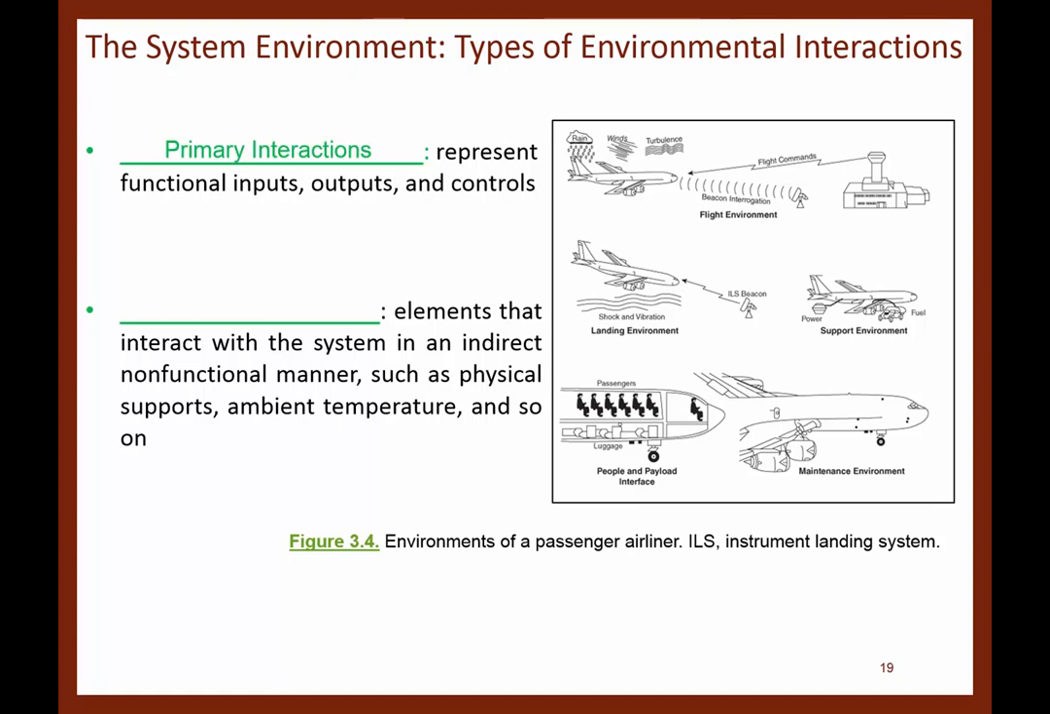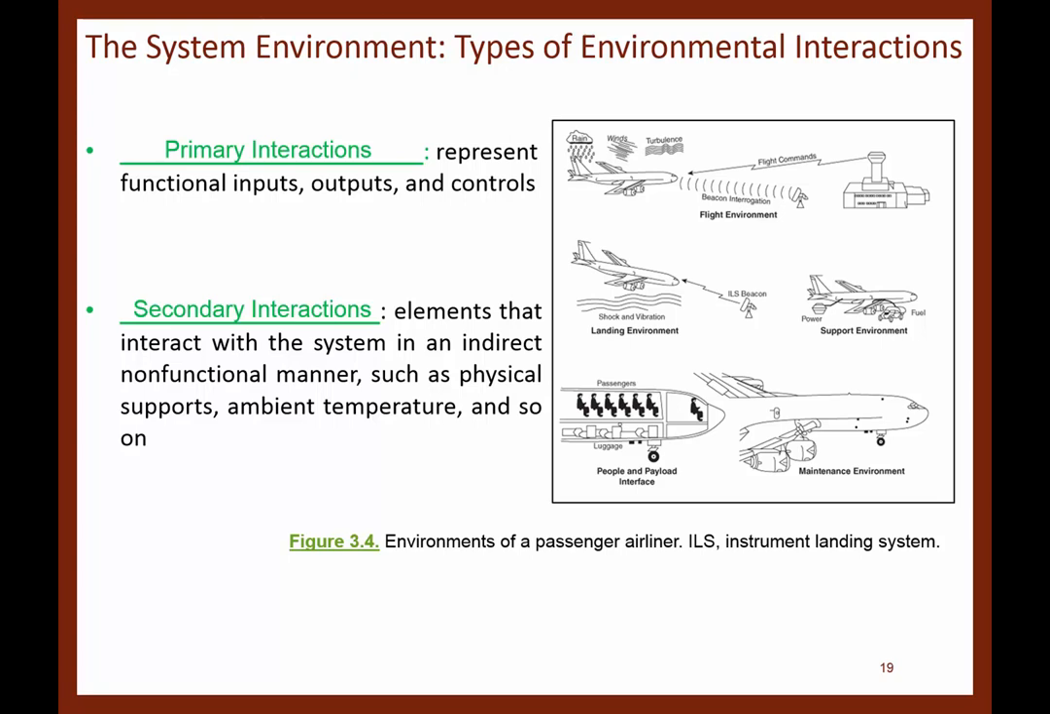So there are different types of environment interactions. There are primary interactions, which represent functional inputs, outputs, and controls. And there are secondary interactions, which are elements that interact with the system in an indirect, non-functional manner, such as physical support, ambient temperature, and so on. So there are, again, two types of interactions with the environment. Those that are going to have an impact in terms of the functions of your system, and the secondary interactions, which interact in an indirect way. Okay, they are not necessarily changing the way the system is going to be behaving.